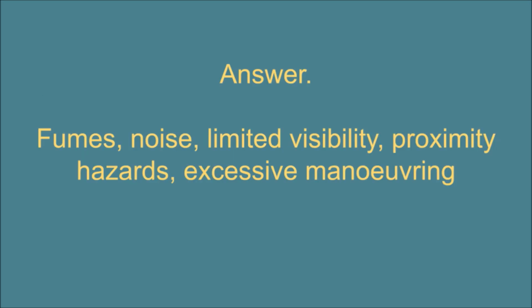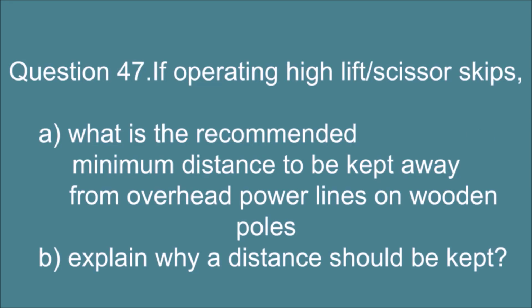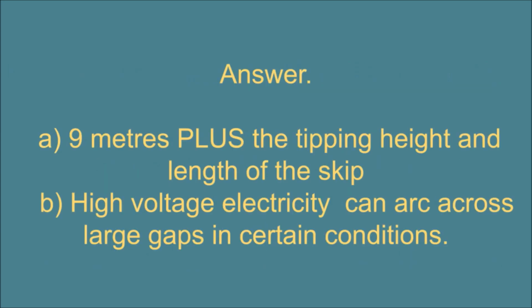Question 46. When working in a confined area or space, name 3 hazards that can occur. Answer: fumes, noise, limited visibility, proximity hazards, excessive maneuvering. Question 47. If operating high lift or scissor skips, A. What is the recommended minimum distance to be kept away from overhead power lines on wooden poles? B. Explain why a distance should be kept. Answer: A. 9 meters plus the tipping height and length of the skip. B. High voltage electricity can arc across large gaps in certain conditions.